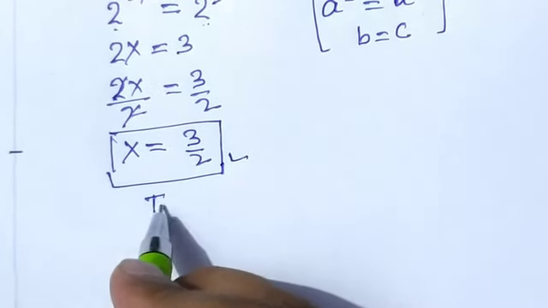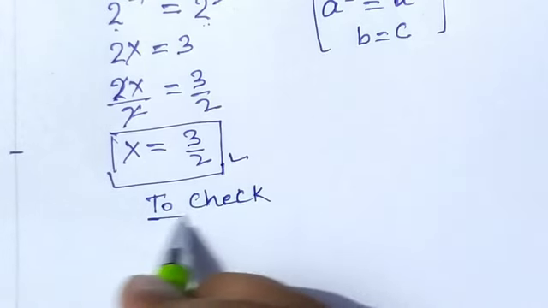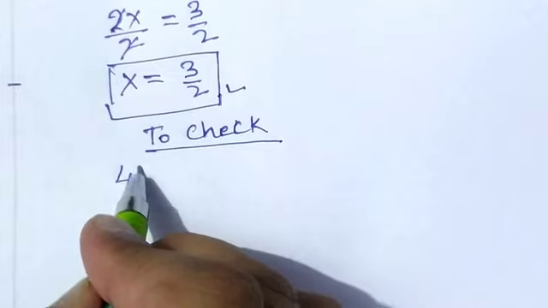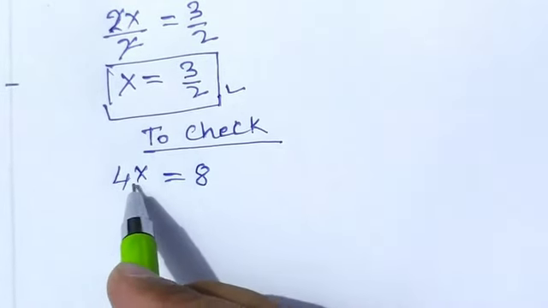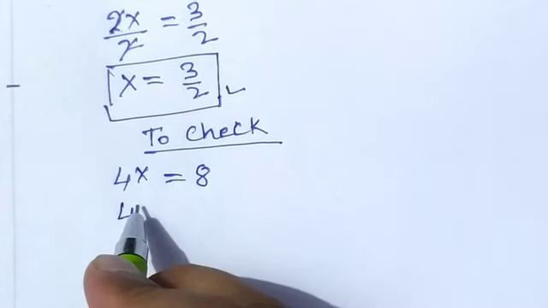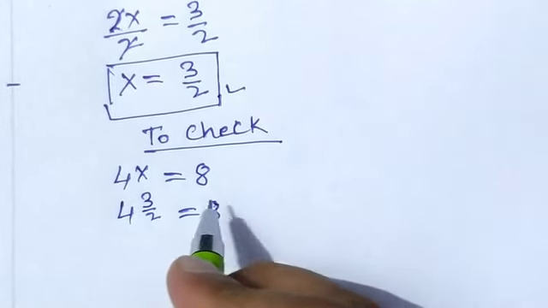To check, the given equation is 4 to the power of x is equal to 8. Put the value of x in this equation. It will be 4 to the power of 3 by 2 is equal to 8.